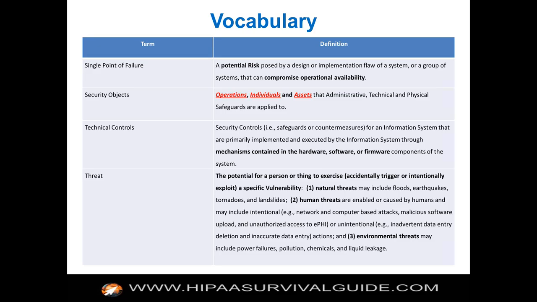Technical controls are mechanisms contained in hardware, software, or firmware.